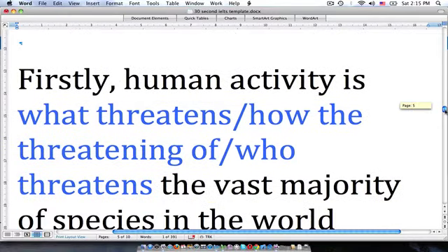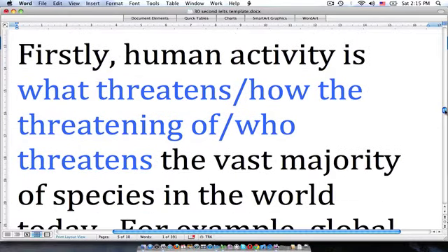Okay, let's get to our first supporting paragraph. Firstly, human activity is what threatens, how to threatening of, who threatens the vast majority of species in the world today.